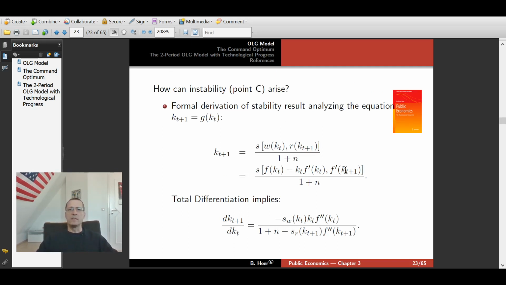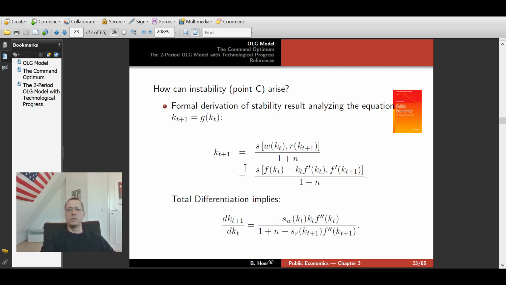How can instability in point C arise? Well, let's look at this more formally. We have the dynamics of the model characterized by the equation k_{t+1} = g(k_t), or, when we substitute from our equilibrium condition of the model, savings divided by 1 plus n. And savings are a function of the wage W and the interest rate R, which, under the assumption of constant returns to scale, is a function of per capita production and the variable k_t.